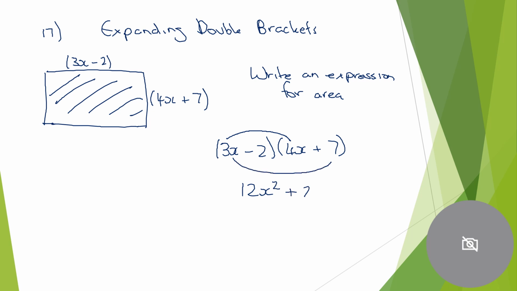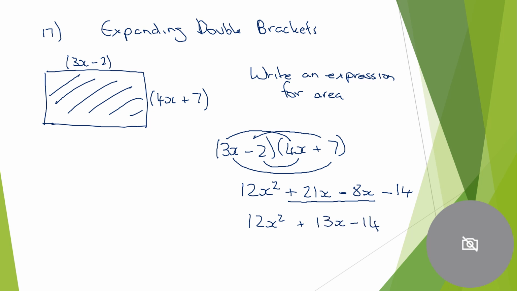3x times 7 is 21x. 4x times 2 is 8x, but we're not timesing 2, we're timesing minus 2, so it's minus 8x. 2 times 7 is 14, but positive 7 is timesed by minus 2 again, so it's minus that. Then we can simplify by combining those together. 21 take away 8 is 13x, minus 14.